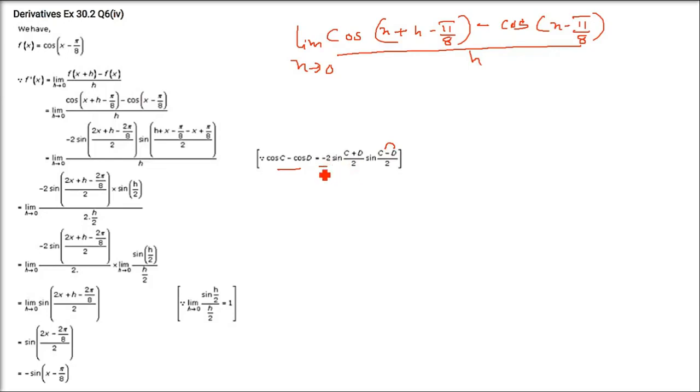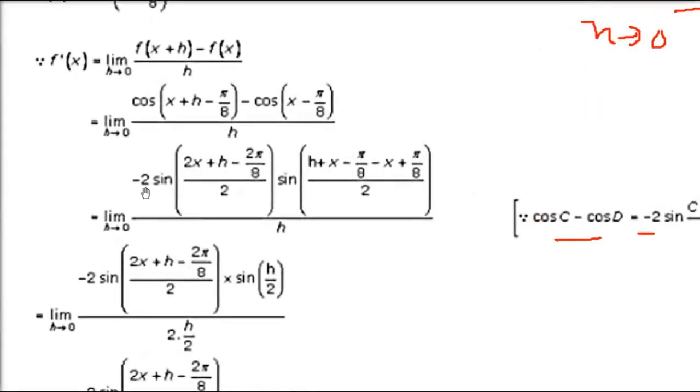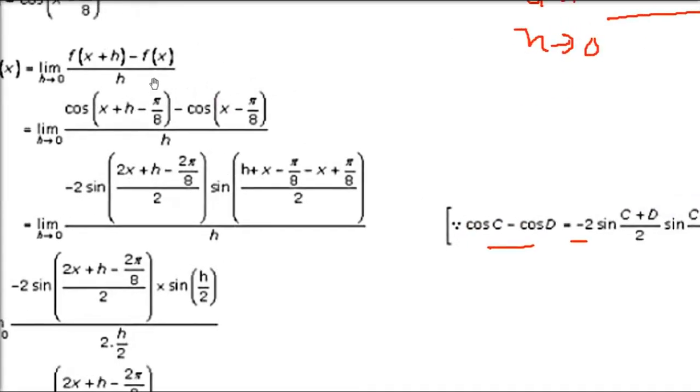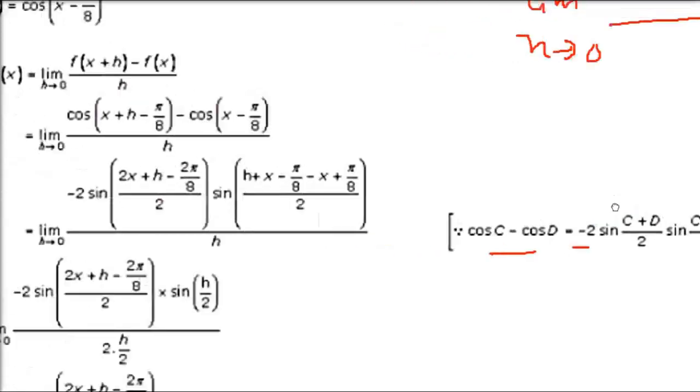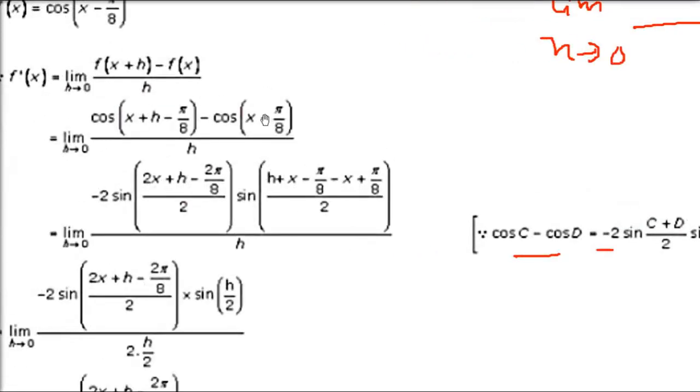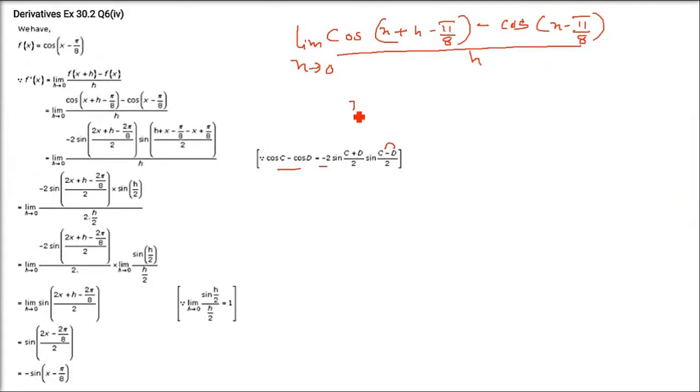Okay, so let us add these: x+h−π/8 plus x−π/8. So I'll just show you here only. Minus 2 sin of (x+h+x−π/8−π/8)/2 will come. So x and x is 2x, h is already there, and −π/8 and −π/8 is −2π/8. Okay, this is done. Coming to sin (C−D)/2, so this minus this.